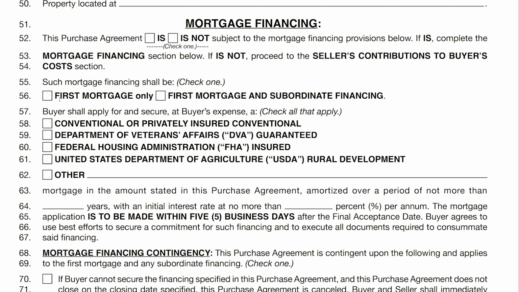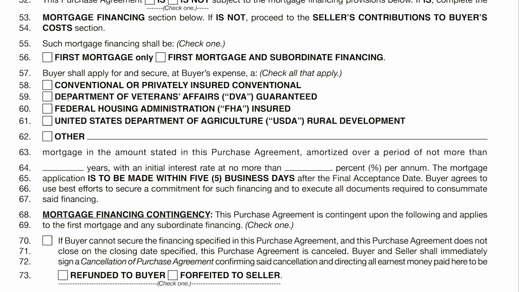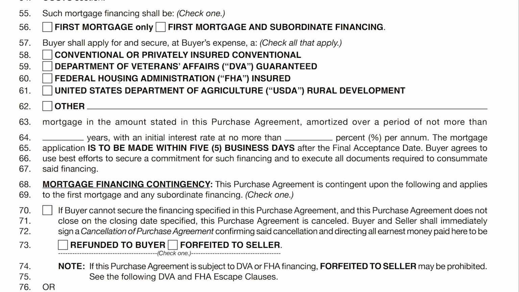This is going to be what type of mortgage? Is it a first mortgage only, or is it a first mortgage and a subordinate financing? Most mortgages are just going to be a first. Some are going to have a first and a second in there. Is it conventional or privately insured, Department of Veterans Affairs, FHA, USDA, or other?